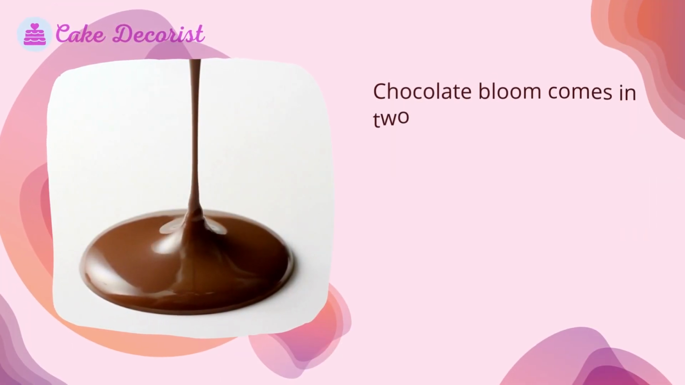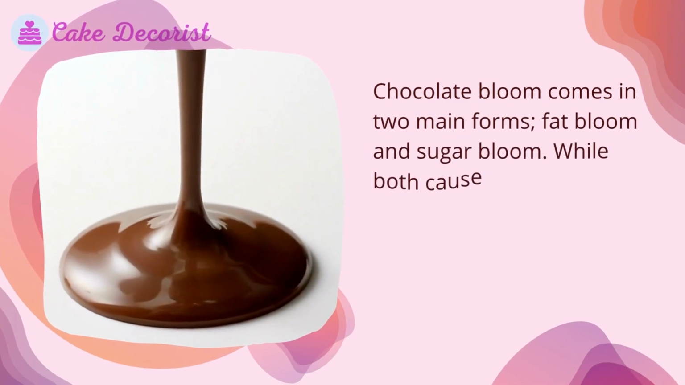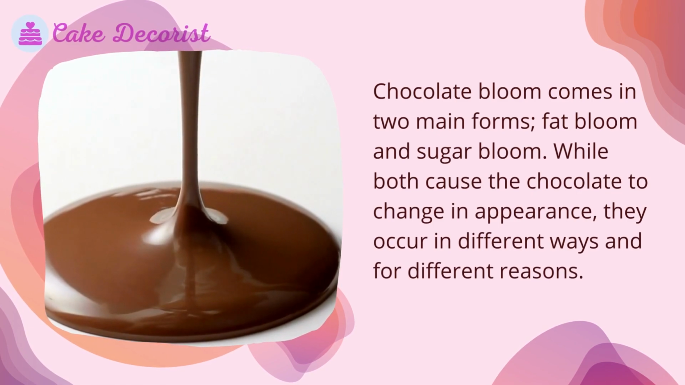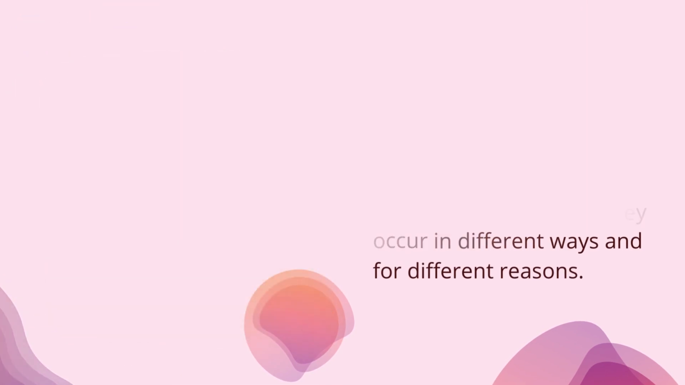Chocolate bloom comes in two main forms, fat bloom and sugar bloom. While both cause the chocolate to change in appearance, they occur in different ways and for different reasons.